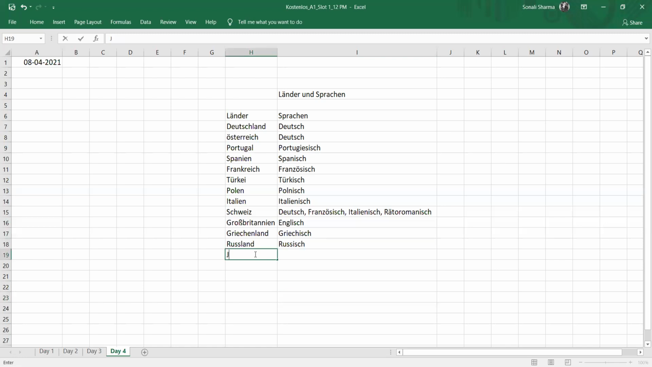Next comes Japan. You know that for J, the sound is of Y, so it's Japan, pronounced with a Y sound. And the language is Japanese, so it will be Japanisch. Japan, Japanisch. Next is the USA. We have an article for USA. In USA, the language is English. English is the language for USA.